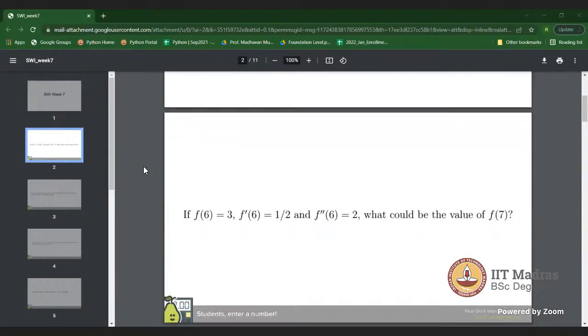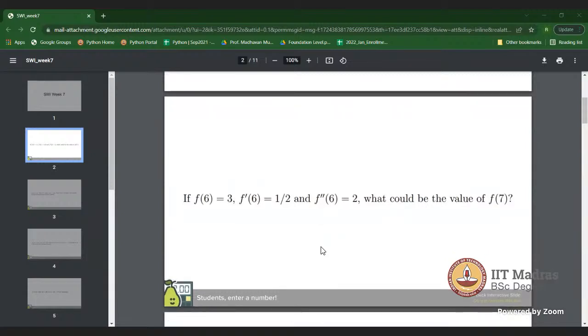Let's solve this first question. This is kind of straightforward. We'll be using Taylor series for this. The f of x equals 3, and f dash of x and f double dash of x are given. And we need to find the value of f of 7. So can you compute this?